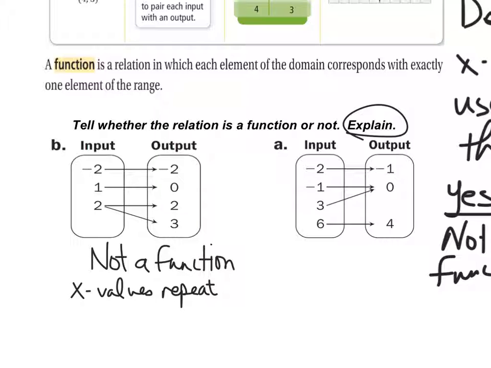Okay, let's look at the second example now. Over here, we've got -2, it goes to -1. It's only got one arrow coming from it. -1 only has one arrow coming from it. 3 only has one arrow because 3 goes to 0. And 6 only has one arrow. It goes to 4. So since all of these x values only have one arrow, this is a function. Okay? Because no x values repeat.